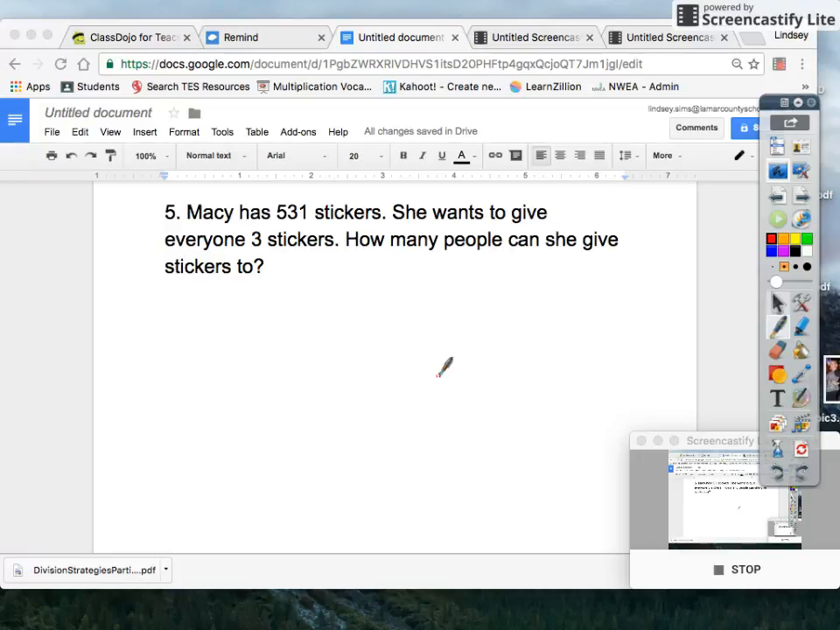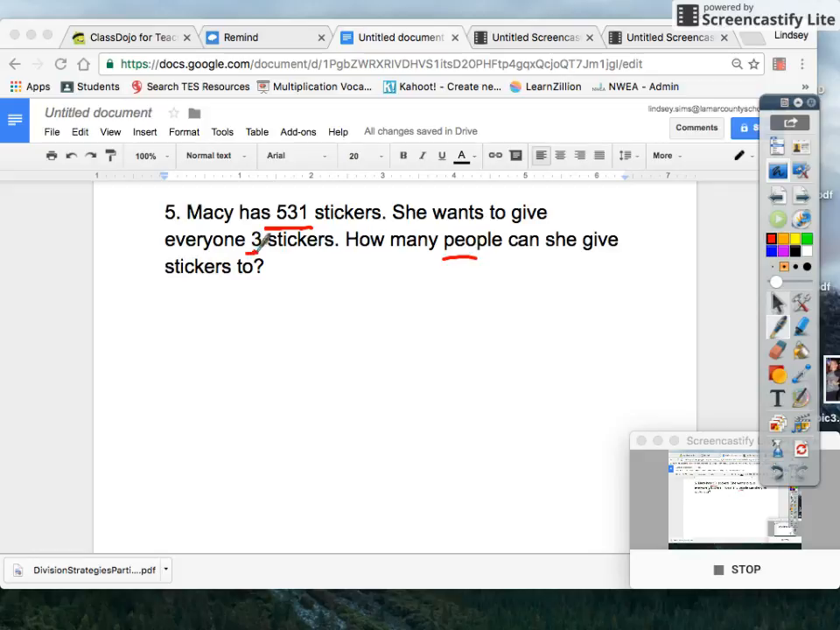Again, students see numbers and words and they just get overwhelmed, and I had some kids multiply 531 times 3 and their answer was over 1,500. But again, I had to stress to them, does my answer make sense? She only has 531 stickers, so she can't give it to more people than she has stickers to.